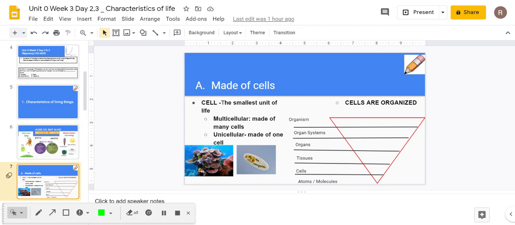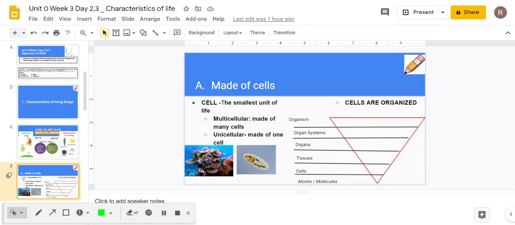On the right side of this PowerPoint, I have an upside down triangle that describes how cells are organized. You need to know this upside down triangle. It will come up multiple times in this class. This is the organization of a multicellular organism.